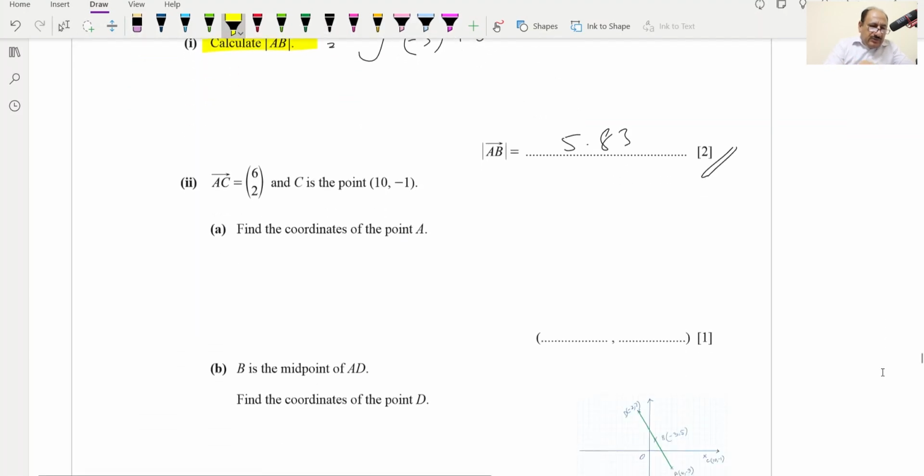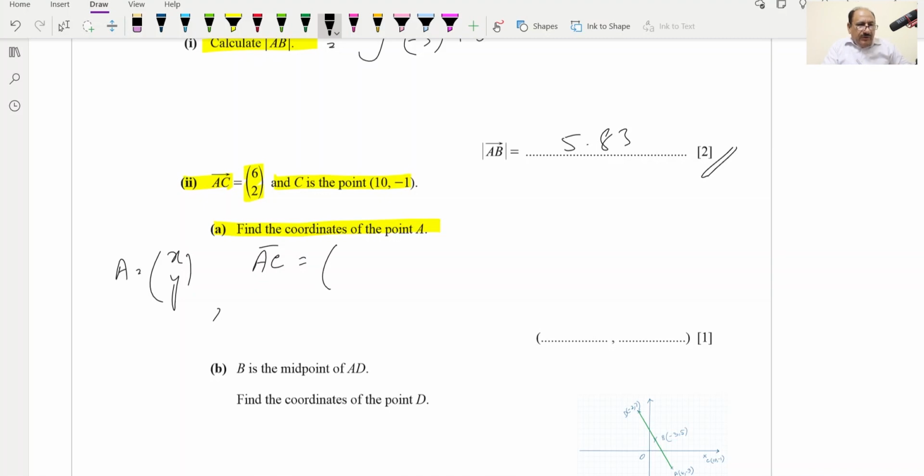Then they're saying part 2, C is provided as 6 and 2, and C is the point, this one. Find the coordinates of A. So we can suppose A is having x and y two coordinates. AC. So AC will be what? This implies AC will be equal to C minus A.